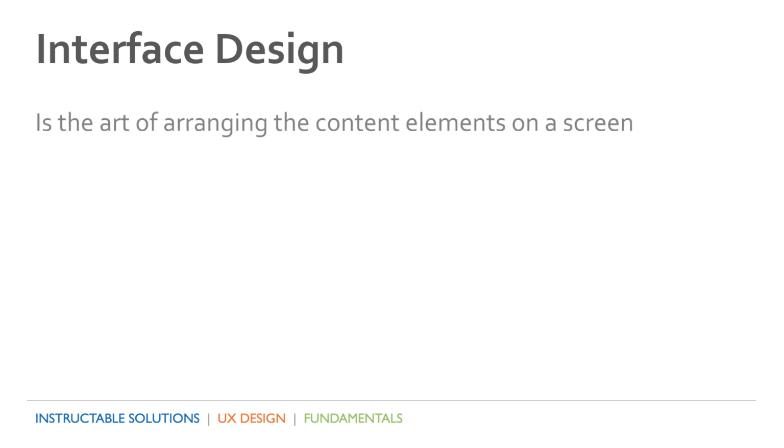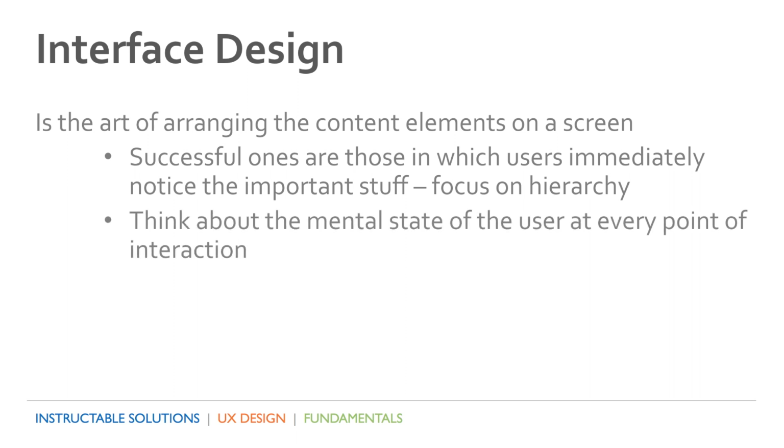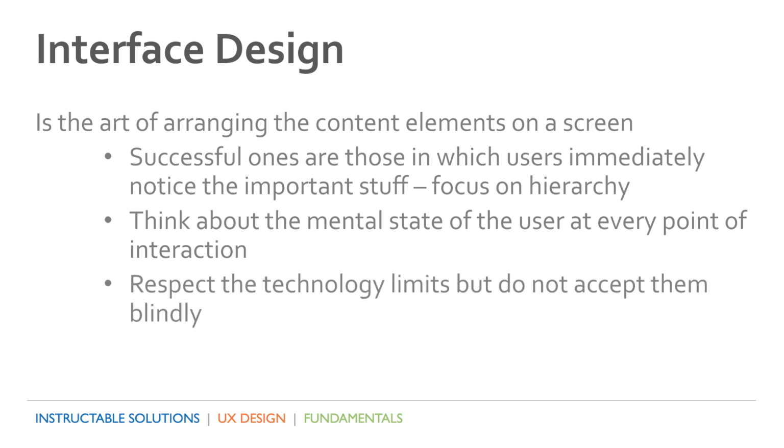Interface design is the art of arranging the content elements on a screen. And we spent the majority of our time last week talking about how best to organize things in the right hierarchy and priority. Successful interfaces are ones that users immediately notice important stuff. So priority and hierarchy are number 1 here. We need to think about the mental state or the mental model of the user at every point of the interaction. And we need to respect technology limits, but don't accept them blindly.